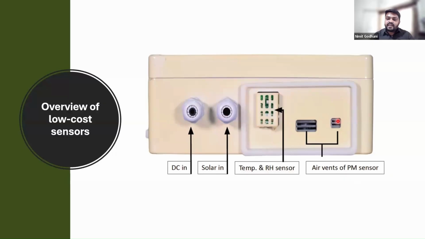So this is the air vent for the PM sensor. This sensor is the inlet, and this is the outlet of the sensor. The PM sensor sucks the air in from here at a 1.6 LPM flow rate, and it goes out. In between, using the laser scattering Mie theory, it measures PM1, PM2.5, and PM10 also.